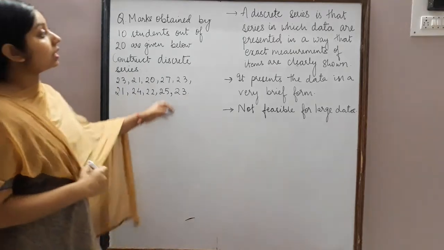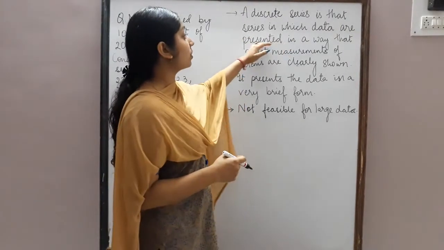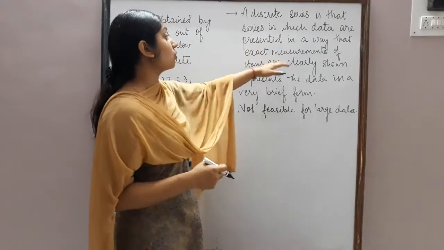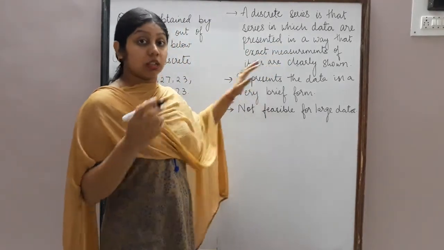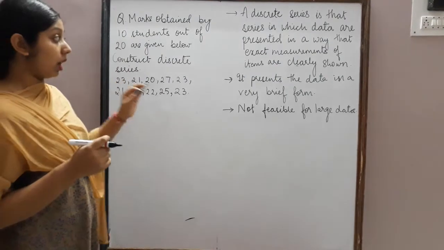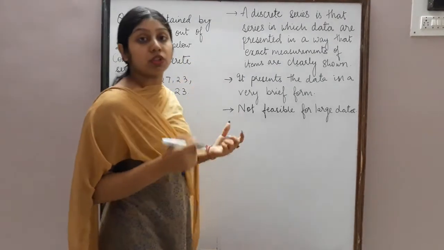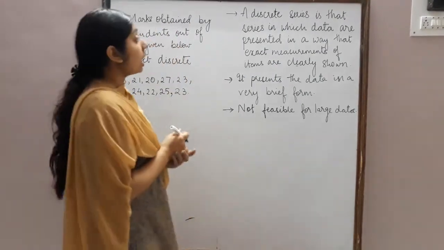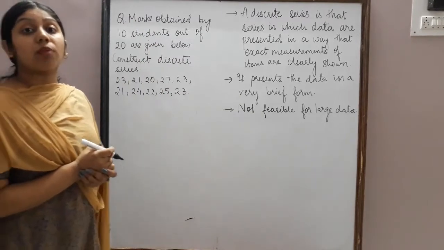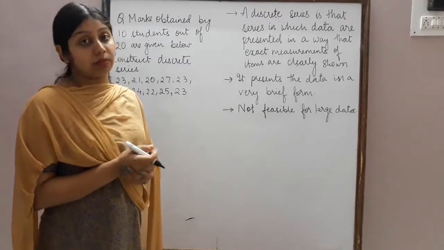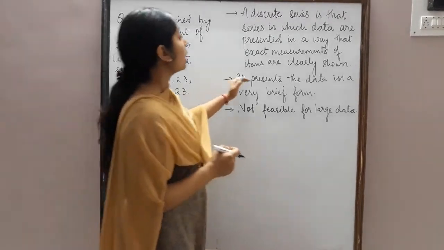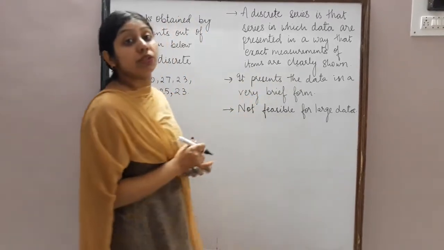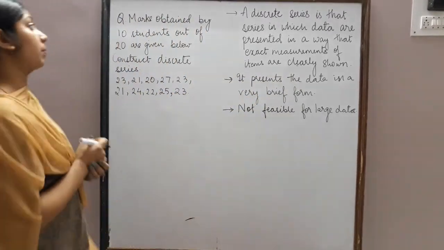A discrete series is that series in which data are presented in a way that exact measurements of items are clearly shown. Here in discrete series, the items are exactly numbered rather than measured. Okay. Now we are going to do this with the help of tally marks or tally bars. Next point, it presents data in a very brief form. So first let us take an example.